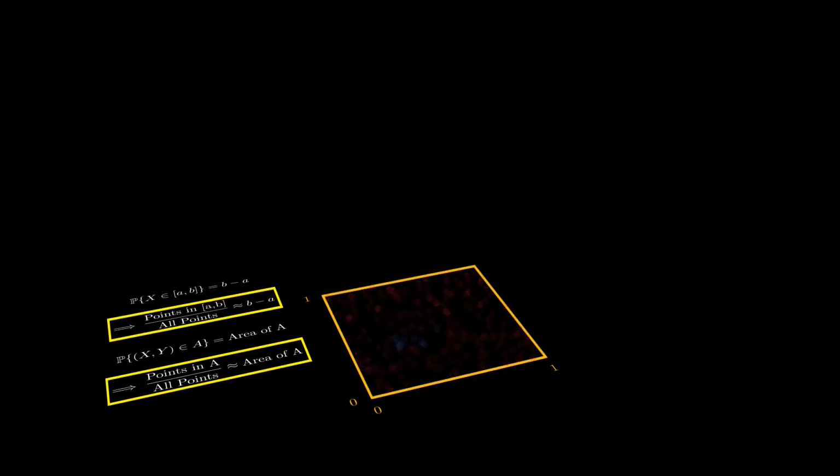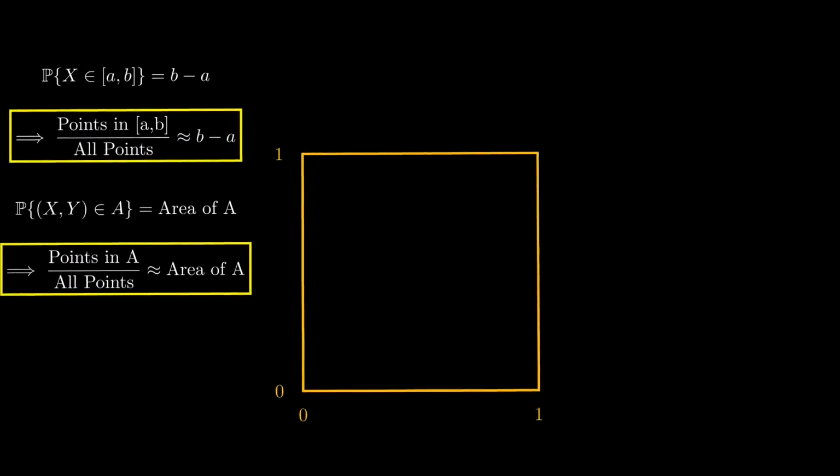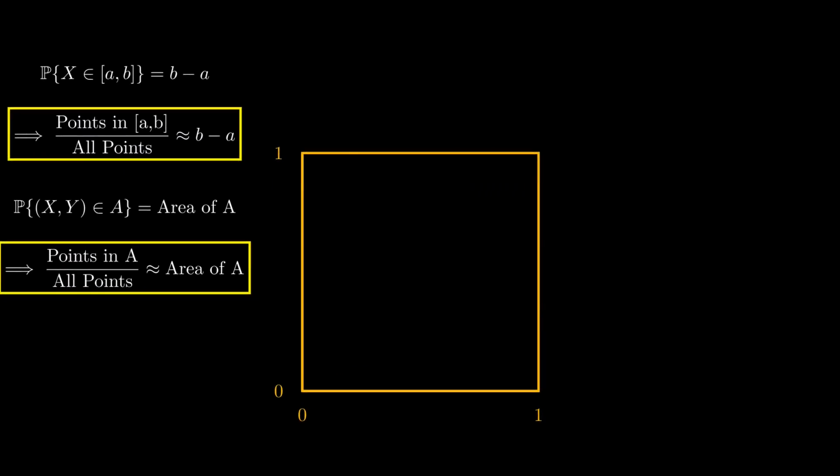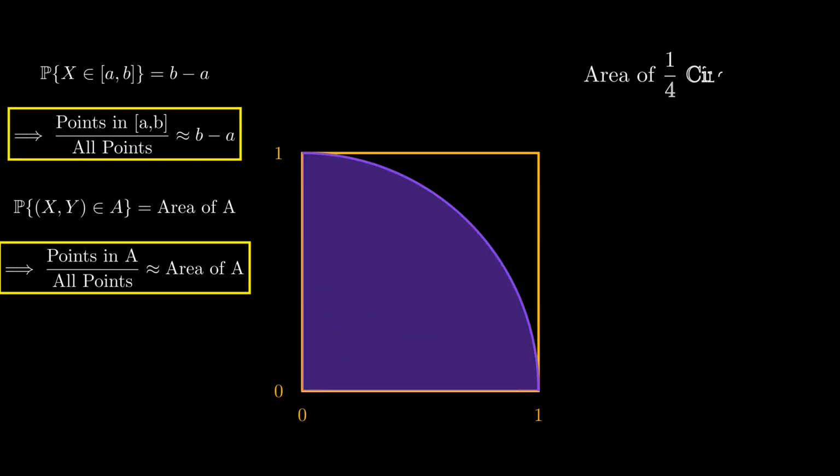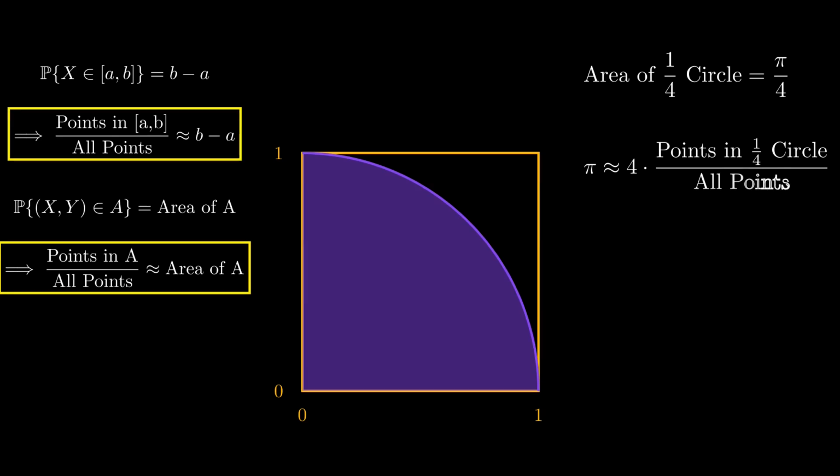So, how does this help? For this, we can simply draw a quarter of a unit circle into our unit square. Then we know that the area of this quarter circle is given by pi divided by 4. So, according to our considerations from before, we know that we can approximate pi by 4 times the fraction of points that land inside this quarter circle.